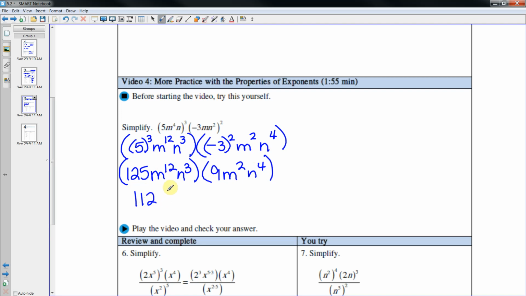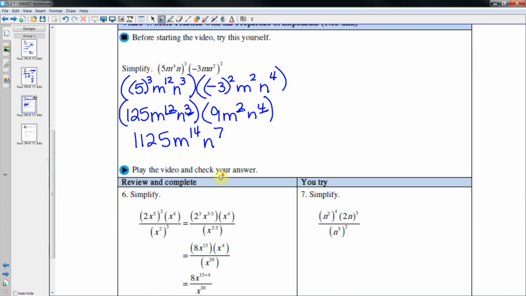So 1,125. Now for my exponents, I need to add because now I'm multiplying. So when you multiply, you add exponents. So 12 plus 2 gives me 14 on my m. On my n, I have a 3 plus a 4, which gives me a 7. Looks kind of difficult at the beginning, but if you chunk it, it's not so bad.